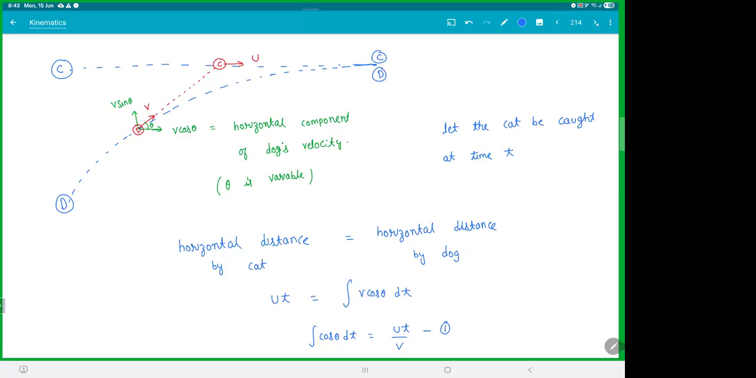Any doubts on this page? So the idea here is the horizontal distance traveled by the cat and the dog is the same. That's the whole theme of this page. And here theta is variable, so you cannot remove it from the integral. You're stuck there. Now the second part. Now the problem is I don't know what the integral of cos theta dt is.